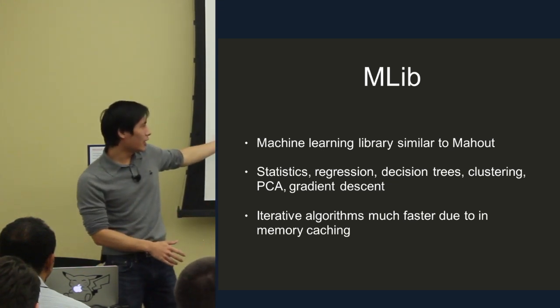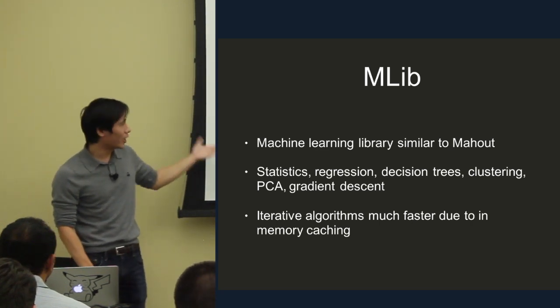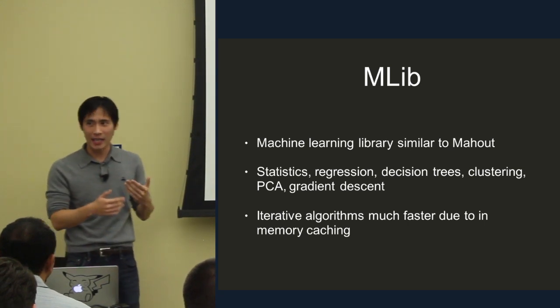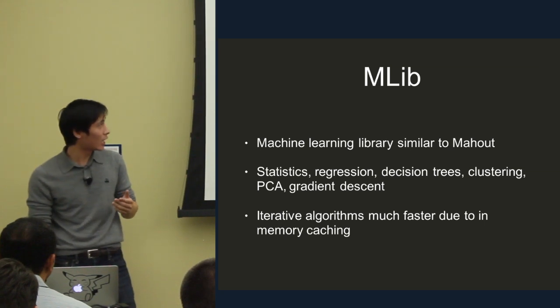And this is what I was saying earlier. Machine learning is just a great use case for Spark because the algorithms tend to be iterative, so you really get a lot of bang for the buck from the in-memory caching capability.